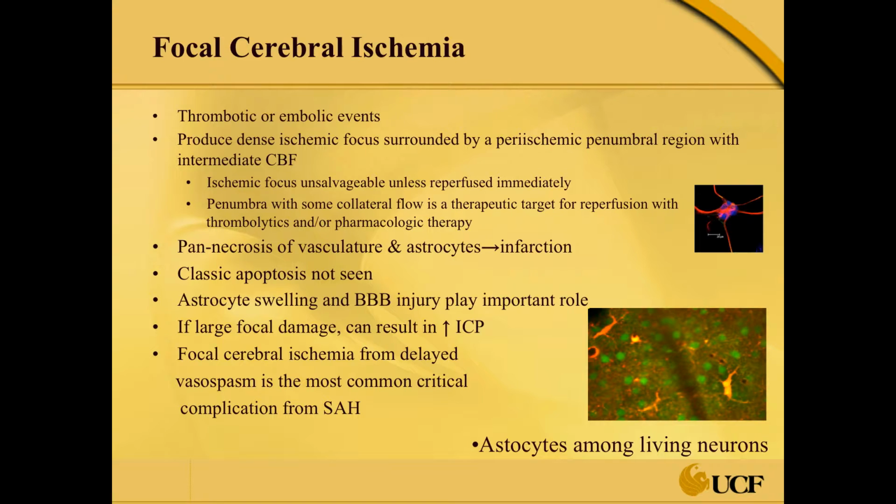Classic apoptosis, which is, remember, from your patho days, the term that we use for programmed cell death, we don't see that classic process, and I'll show you what that classic process looks like in just a second. But astrocyte swelling and blood-brain barrier injury do play an important role in the ischemic process, and if there's a large focal damage, you can get an increase in ICP.